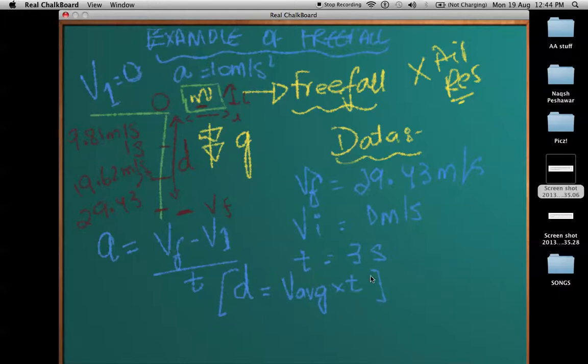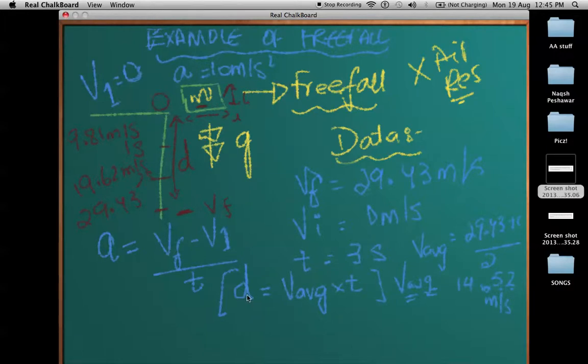Average velocity times time. So let's take the average of the two velocities. The average of the two velocities would simply be 29.43 plus 0 divided by 2. So this would give me 14 point something. I'm not sure what it would give me. It would give me 14.52 meters per second. I don't have a calculator right now, so just check the answer. This would give me 14.52 meters per second approximately.